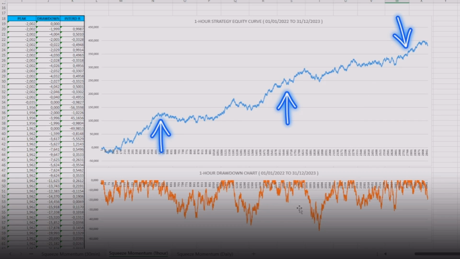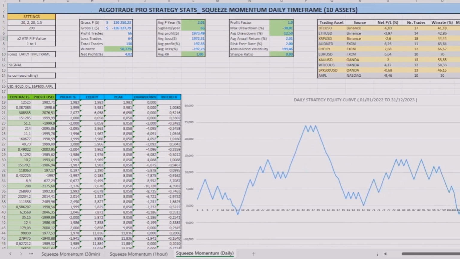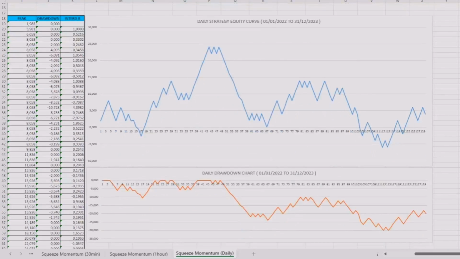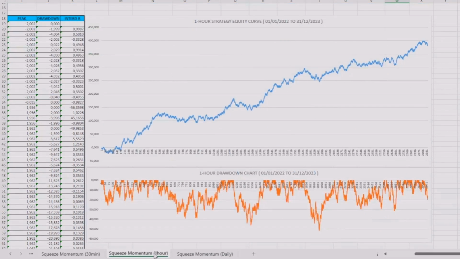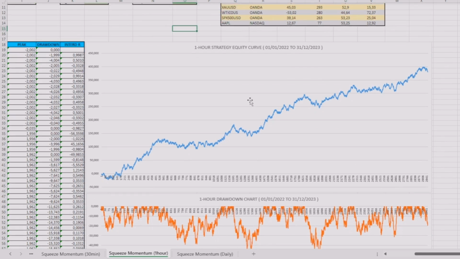And finally, on the daily time frame, after 130 trades, the indicator achieved a win rate of 50.77% and a net profit of 4%. Therefore, we can conclude that the squeeze momentum is probably an indicator more suitable for higher time frames, like the 1-hour one, than for shorter ones.